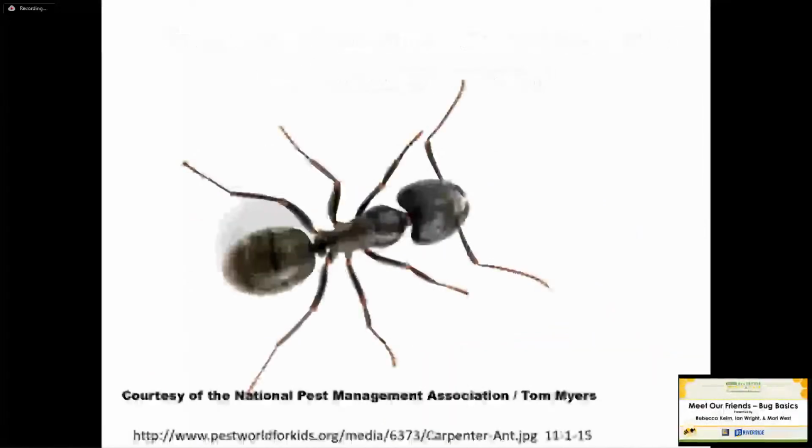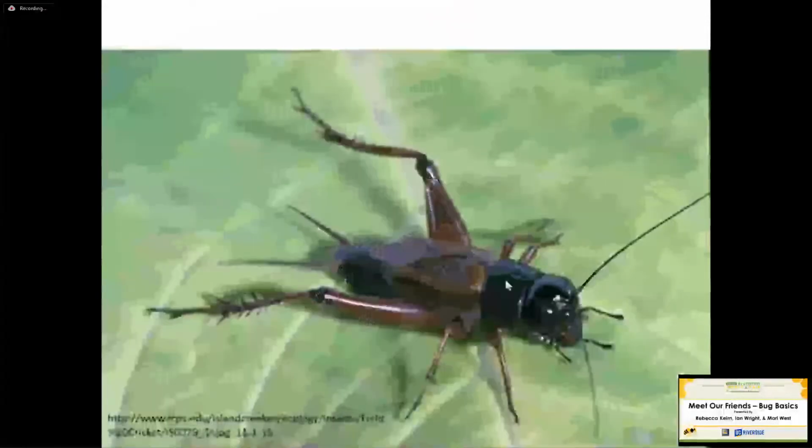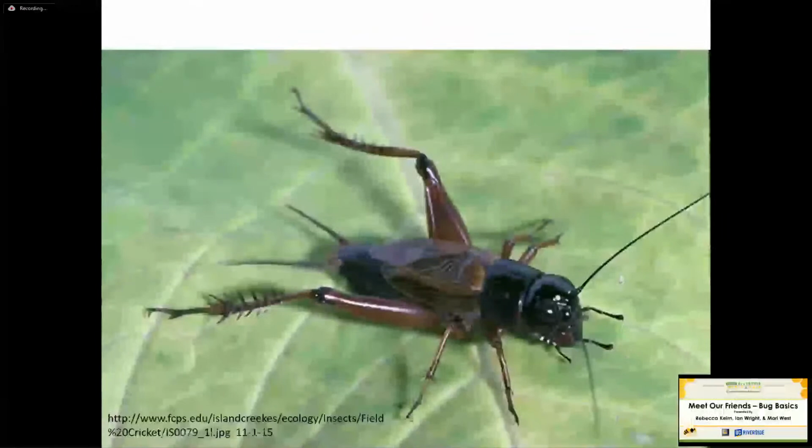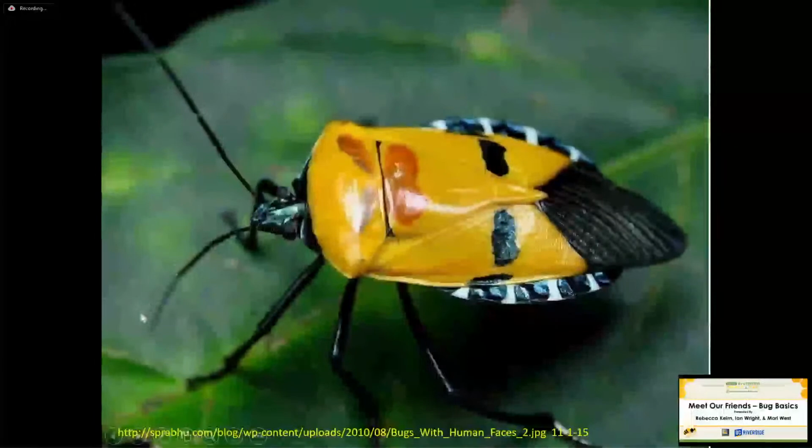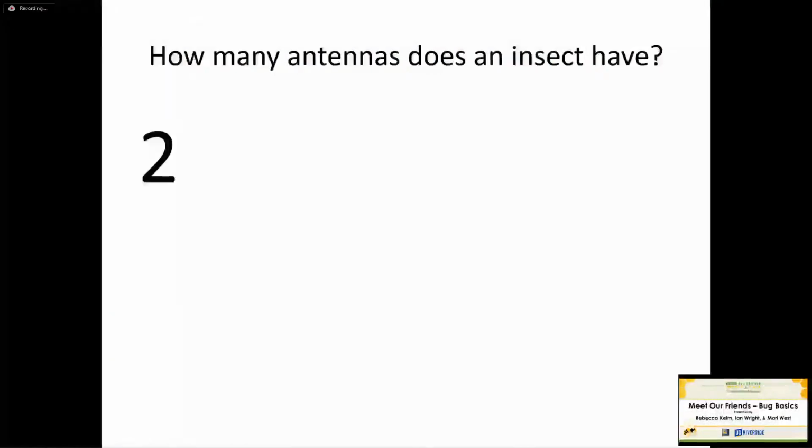And so let's talk about antennae. Each insect has 2 antennae. Here this ant has 2. This cricket has 2. The stink bug has 2 antennae. And so that's another good way to identify whether you're looking at an insect or not.